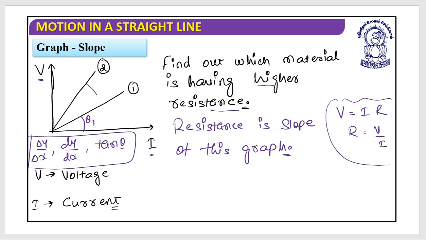Let's say this is theta 1 and this is theta 2. I can easily see that theta 2 is greater than theta 1. So as theta 2 is greater, tan theta 2 must be greater than tan theta 1. So resistance 2 must be greater than resistance 1. So the resistance of the second material is higher compared to the resistance of the first material.